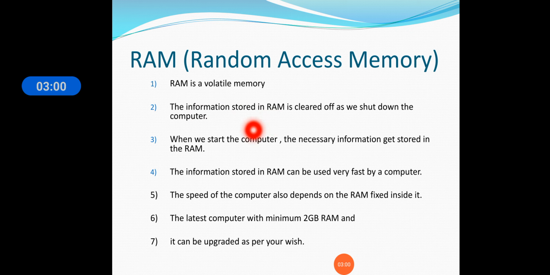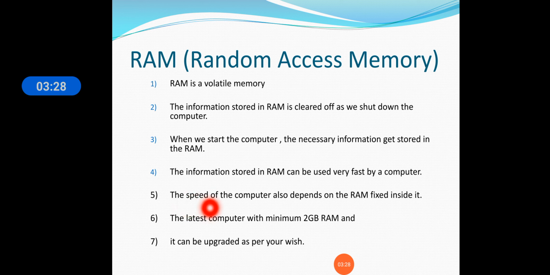As you shut down the computer, the information is erased. When we start the computer, necessary information gets stored in the RAM. The information stored in RAM can be used very fast by a computer. So the information stored inside the RAM is utilized very fast by the computer, and the temporary files are already in the RAM. So when you are starting the program, it starts faster.